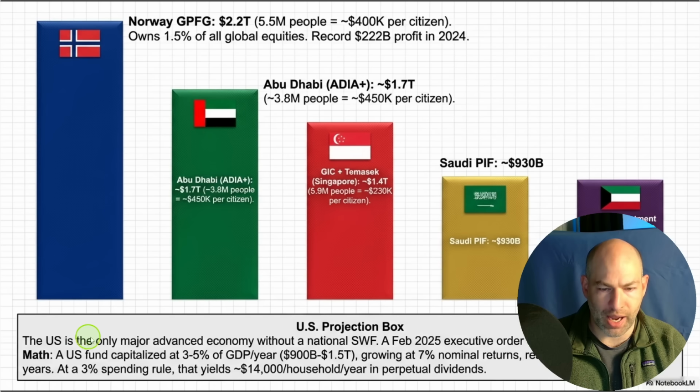So when you look at the math, we are the only major advanced economy without some kind of sovereign wealth fund. Now, Trump in February 2025 did order the creation of one. However, it'll take a while. So a U.S. fund capitalized at 3 to 5% of GDP per year, growing at 7% nominal returns, reaches $58 trillion in 25 to 30 years. At a 3% spending rule, that yields $14,000 per household in perpetual dividends.